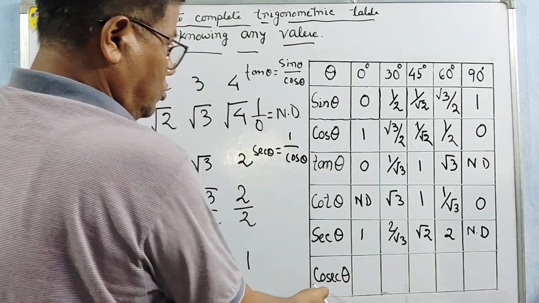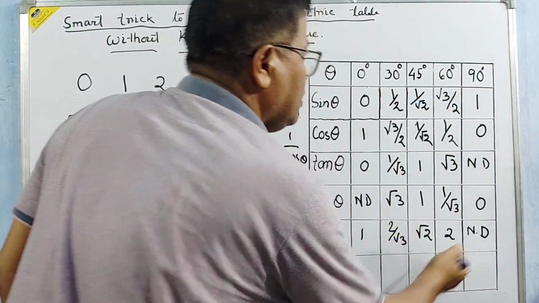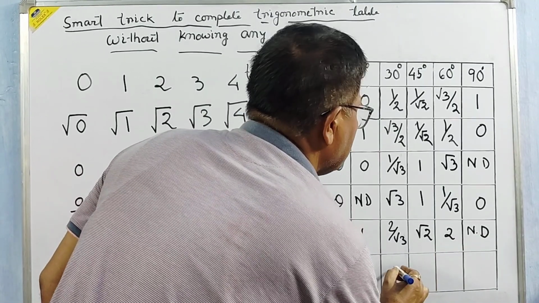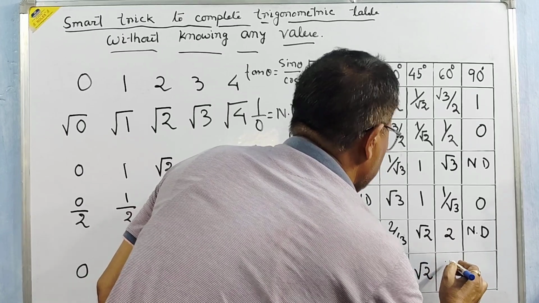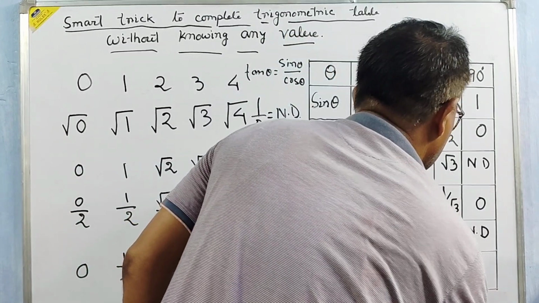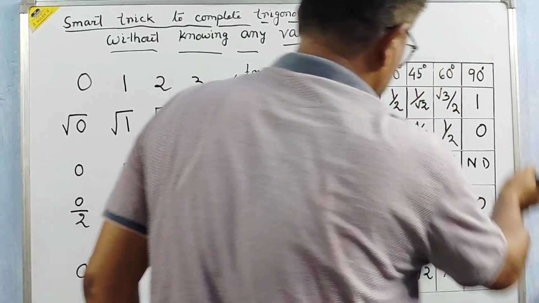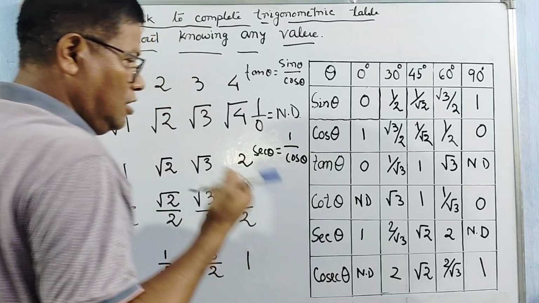Now for cosec theta, we write from 90 degree to 0 degree in this way, and not defined for this one. This one is 2, this one is root 2, so this one is 2 by root 3, and this one is 2. So in this way, you can complete the trigonometric table very easily.